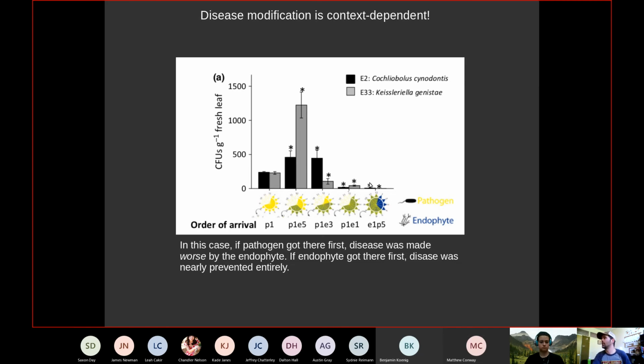So what could explain this potentially? Pathogen's there, 5 days later an endophyte shows up, the disease is horrible. But if the endophyte's there, 5 days later a pathogen shows up, disease doesn't happen. Any guesses?